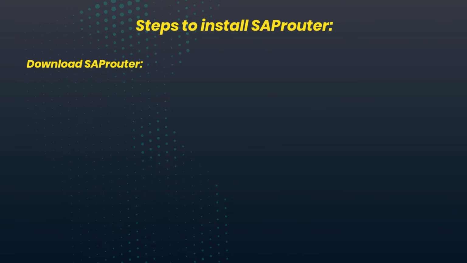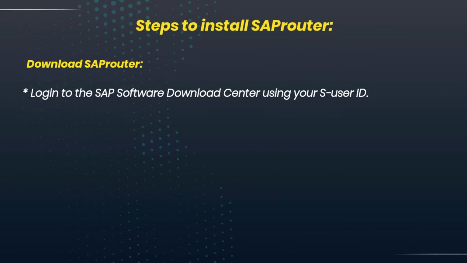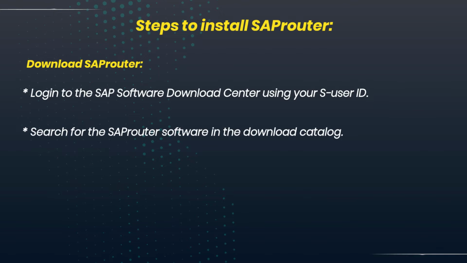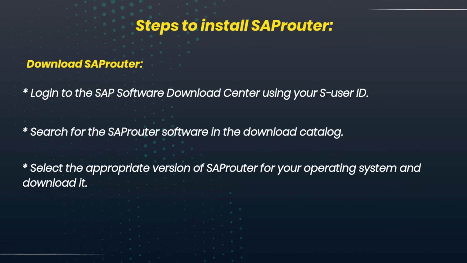Download SAP Router. Log into the SAP Software Download Center using your user ID. Search for the SAP Router software in the download catalog. Select the appropriate version of SAP Router for your operating system and download it.